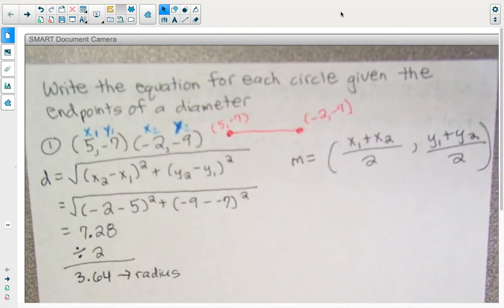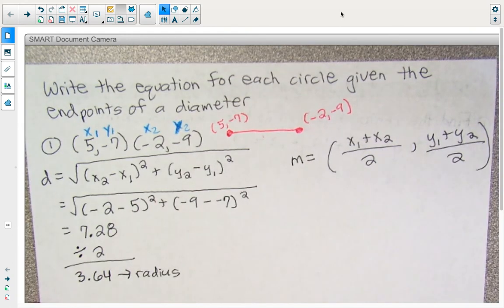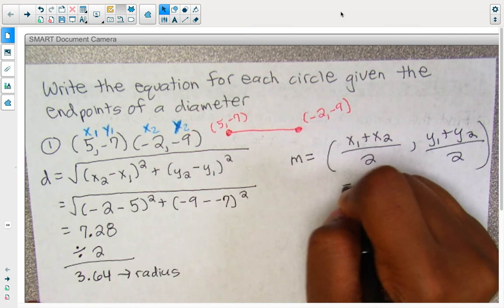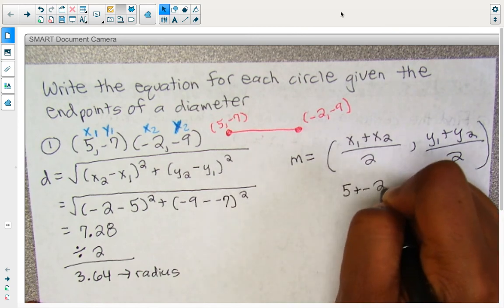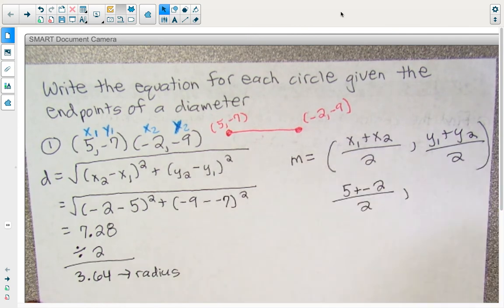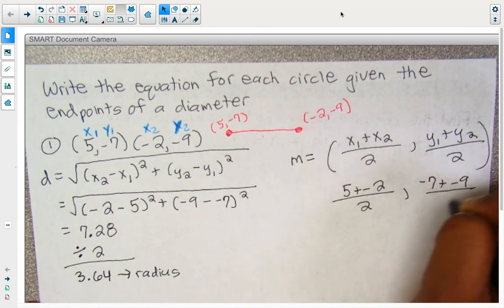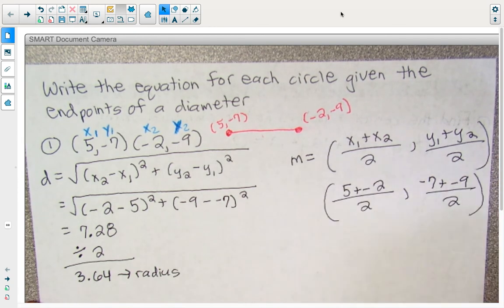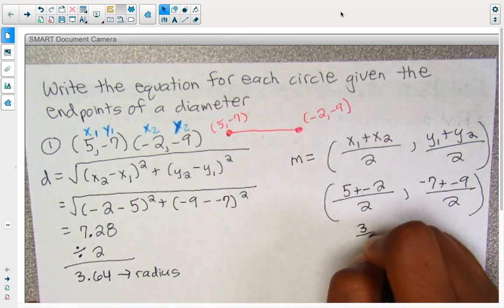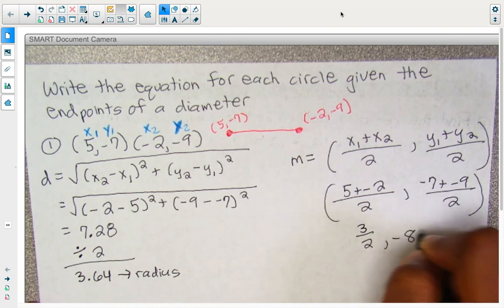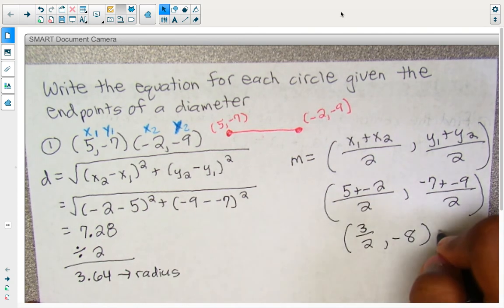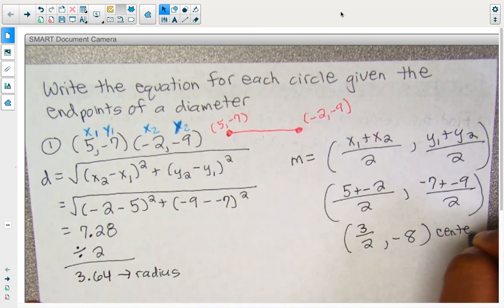So we're going to go in and plug in our x's and y's and see what we get. This tells me to do 5 plus -2 divided by 2, and it tells me to do -7 plus -9 divided by 2. This is going to give me the center of my circle. So I got 3/2, -8. So this is the center of our circle.